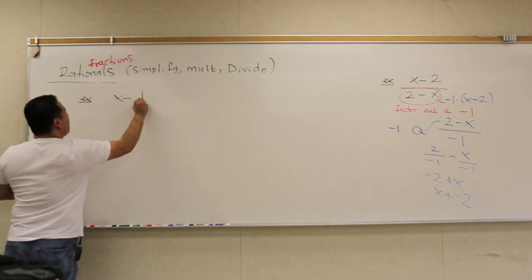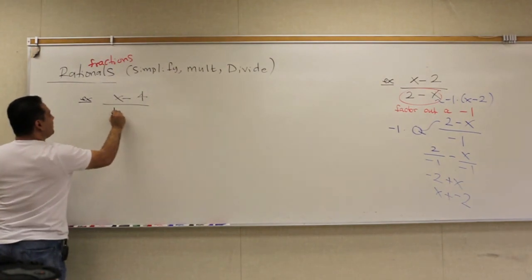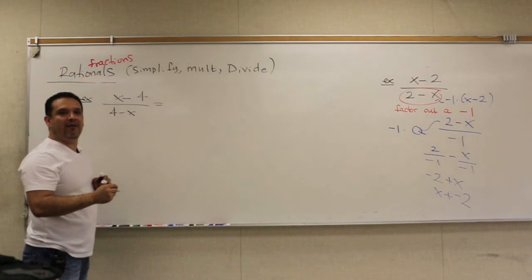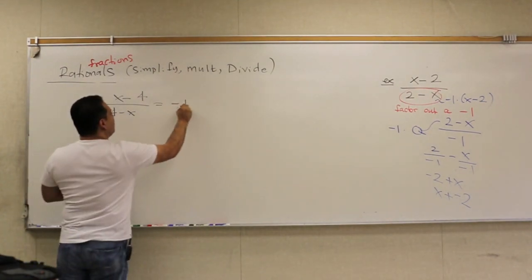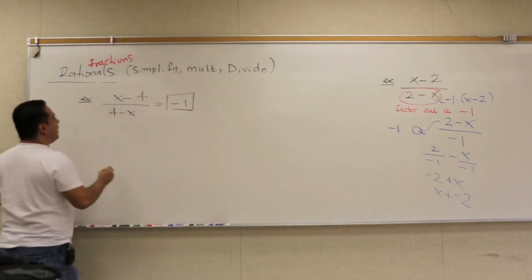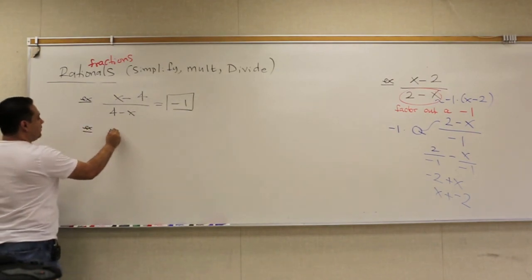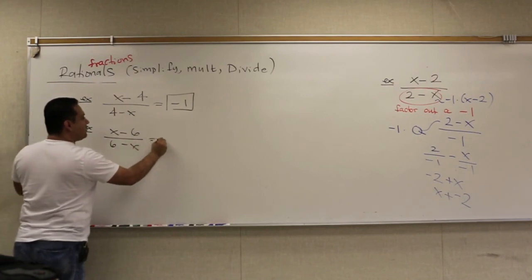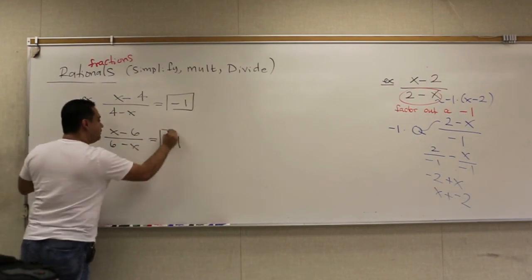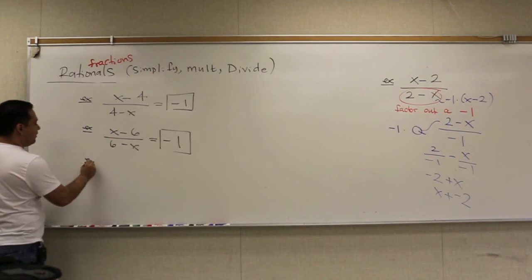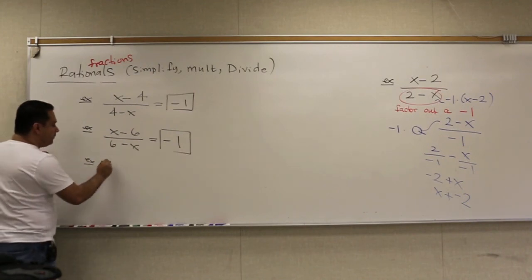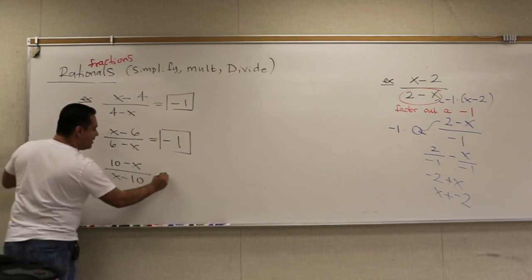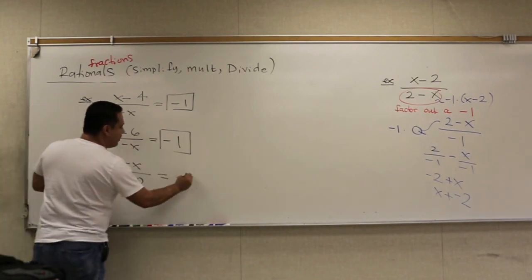What do you think x minus 4 over 4 minus x is going to give you? Negative 1. How about x minus 6 over 6 minus x? Negative 1. Let's see if you're really awake. How about 10 minus x over x minus 10? Negative 1.